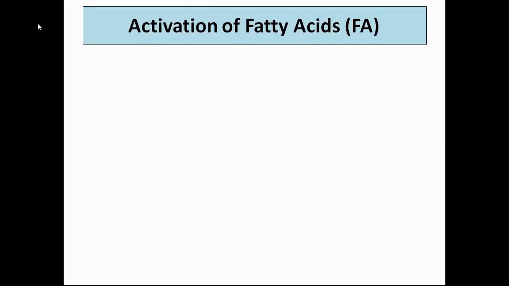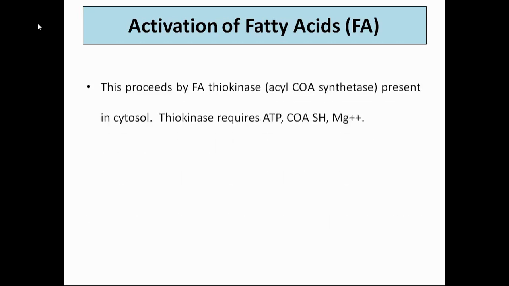So now the activation of fatty acid. How is it going to get activated in the cytosol? To get activated, this will proceed with a particular enzyme. This is known as fatty acid thiokinase, also known as acyl CoA synthetase. It is present in the cytosol. Apart from its activity in the fatty acid oxidation, it takes part in other metabolic reactions also. Now this thiokinase needs the ATP molecule as well as coenzyme A as a coenzyme. Along with that, it needs magnesium.